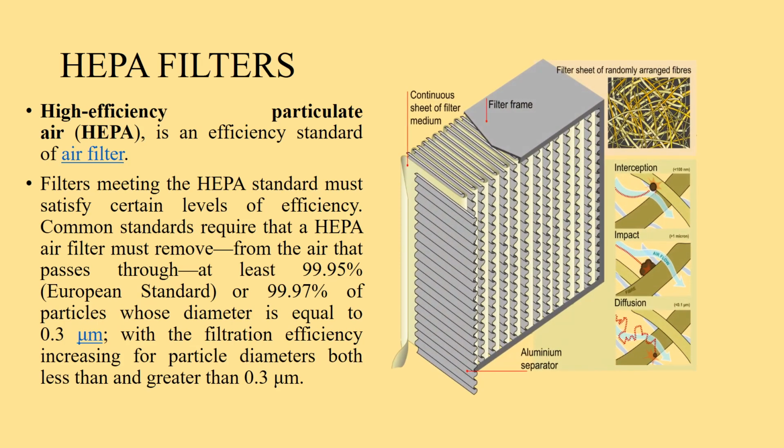So this is the structure of the HEPA filter. Continuous sheet of the medium. This is your frame, and this shows how the particle is embedded or entrapped in the HEPA filter. These are the mechanisms by which entrapment takes place. And this is the filter sheet, randomly arranged from different fibers.